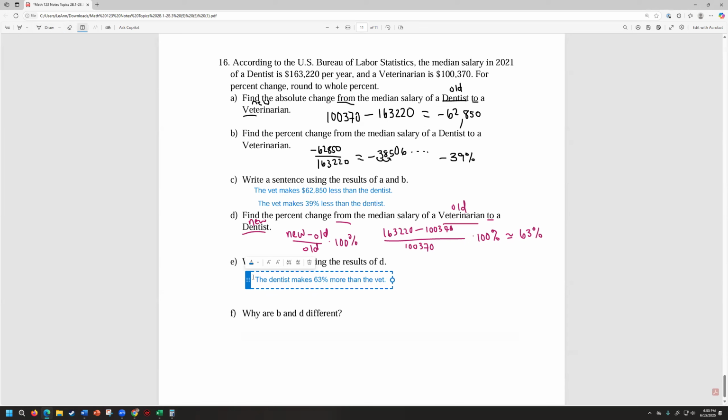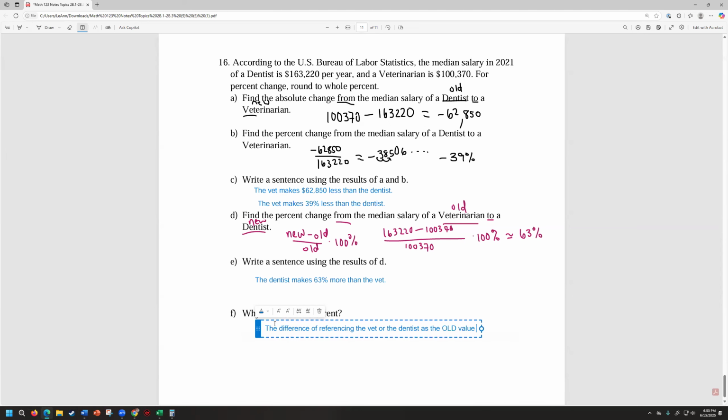Okay, why are B and D so different? The difference of referencing the vet or the dentist as the old value is what changes the percent increase or decrease amount. Okay, so it's that referencing the old value differently. We're viewing it in a different order or direction. Okay, all right. So that is the end of the video.